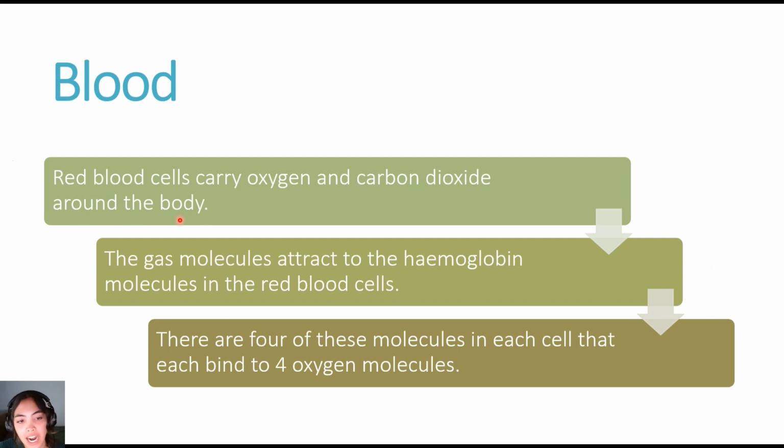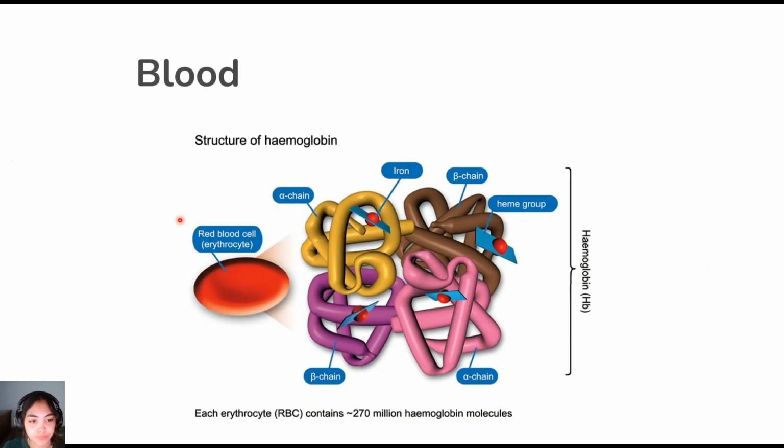So, red blood cells carry oxygen and carbon dioxide around the body. The gas molecules attract to the hemoglobin molecules in the red blood cells. So, oxygen, carbon dioxide, and other gases attract to that hemoglobin. And there are 4 of these molecules in each cell that each bind to 4 oxygen molecules.